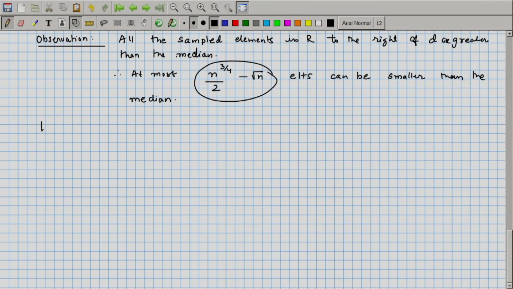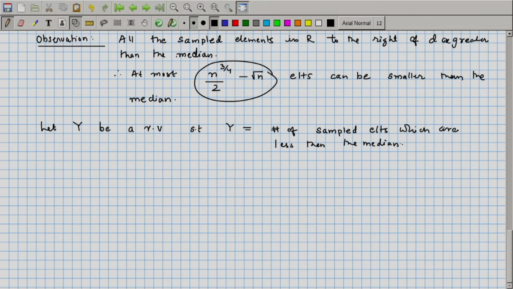So, let us set things up. Let y be a random variable such that y is equal to the number of sampled elements which are less than the median.